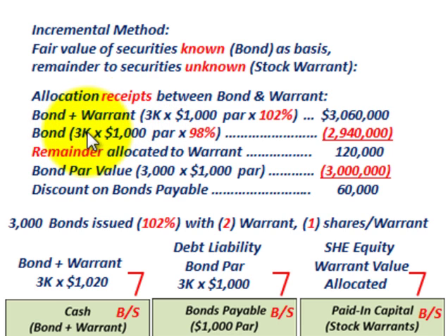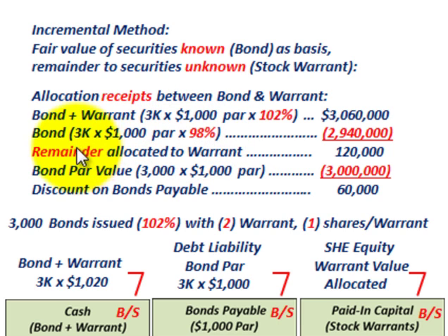Now we were told here that the bond sold separately here, which the warrant wouldn't be attached. That bond would, well, its value here would be 3,000 bonds times $1,000 par value, and it'd be sold here at 98% of par. So that value here would be $2,940,000. So we know what the bond's value would be here based on what it could be sold separately here at 98%.